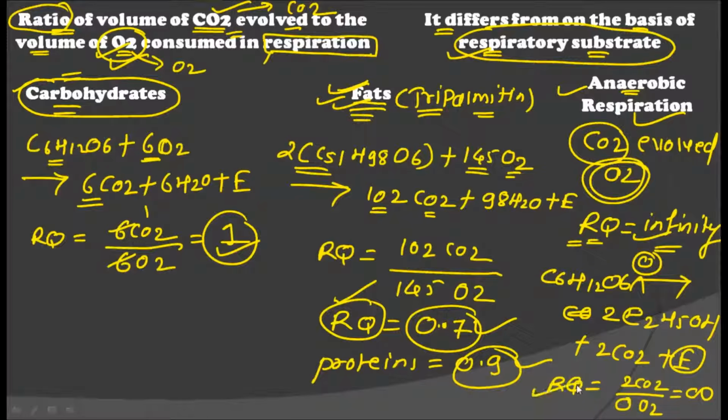All right. So respiratory quotient during the anaerobic respiration is always infinity, while if you take the carbohydrates as the respiratory substrate, then the value of respiratory quotient is 1. For fats, it is 0.7. For proteins, it is 0.9. And for the anaerobic respiration, it is infinity. All right. So this is all about the respiratory quotient.